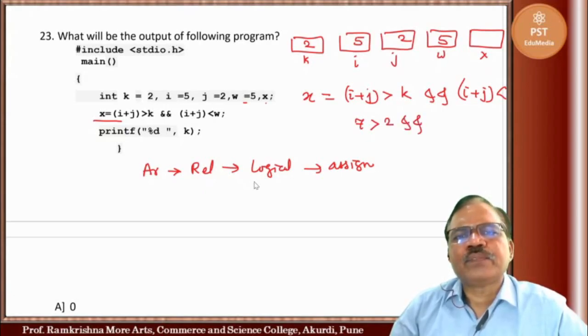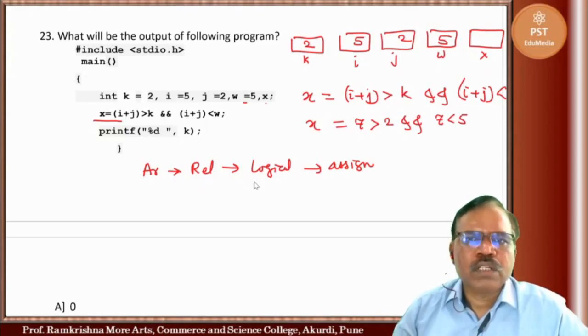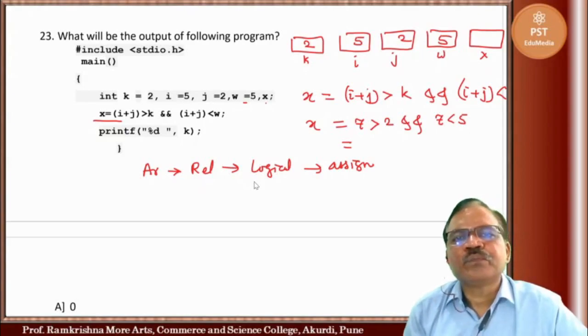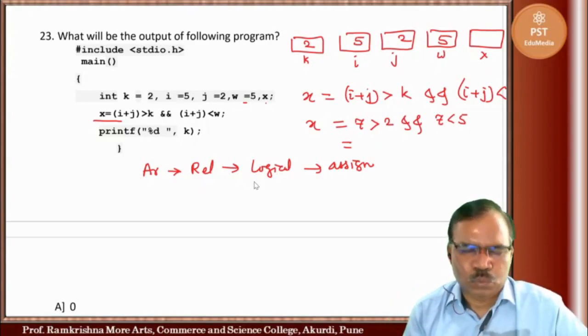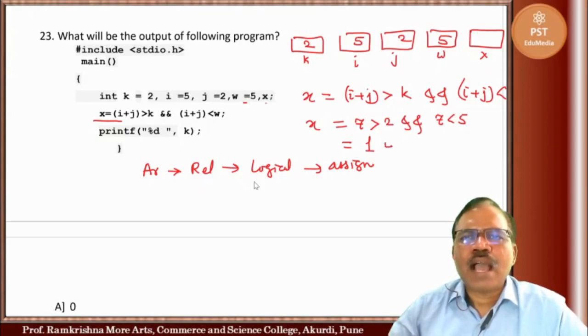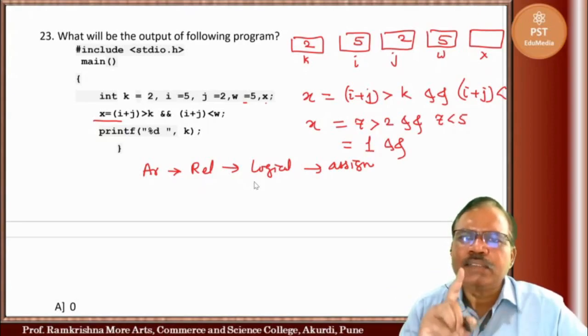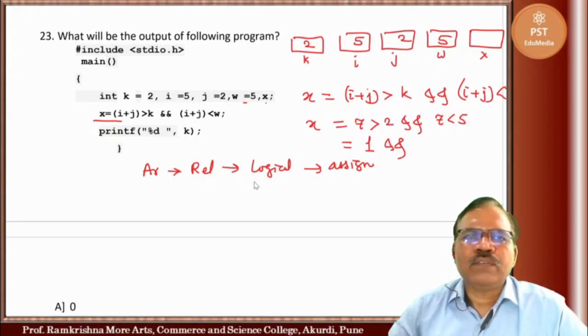and i + j, which means here 7, less than 5. Now 7 greater than k is a relational operation. It compares 7 with 2, greater than. Yes, it is true, so it will return the value 1. And 7 less than 5 is false, so it will return 0.